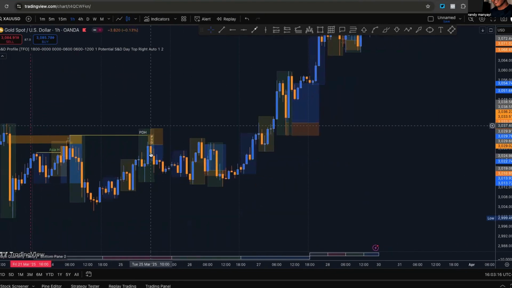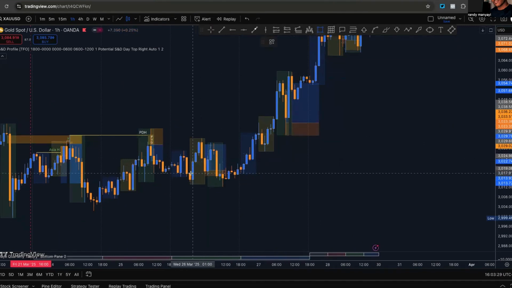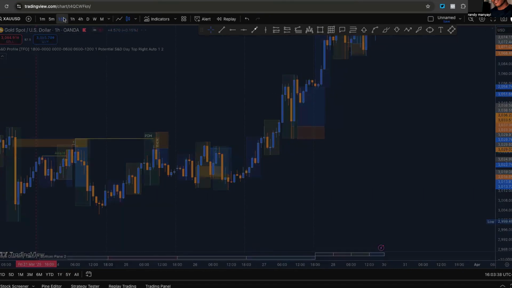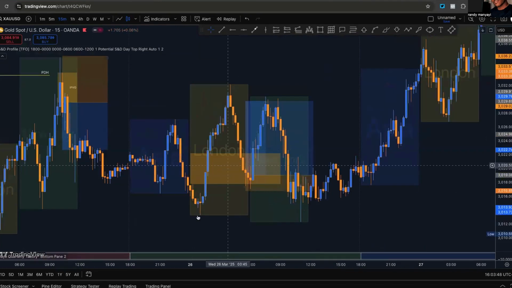So price was going down, and then we had this displacement to the upside. When I had that displacement to the upside, I looked below to see if there were any remaining FVG, of which there was. There was this FVG here that I was looking for price to bounce off of. And then once I found that, I went to the M15 time frame to see if there was anything clear on the lower time frame.